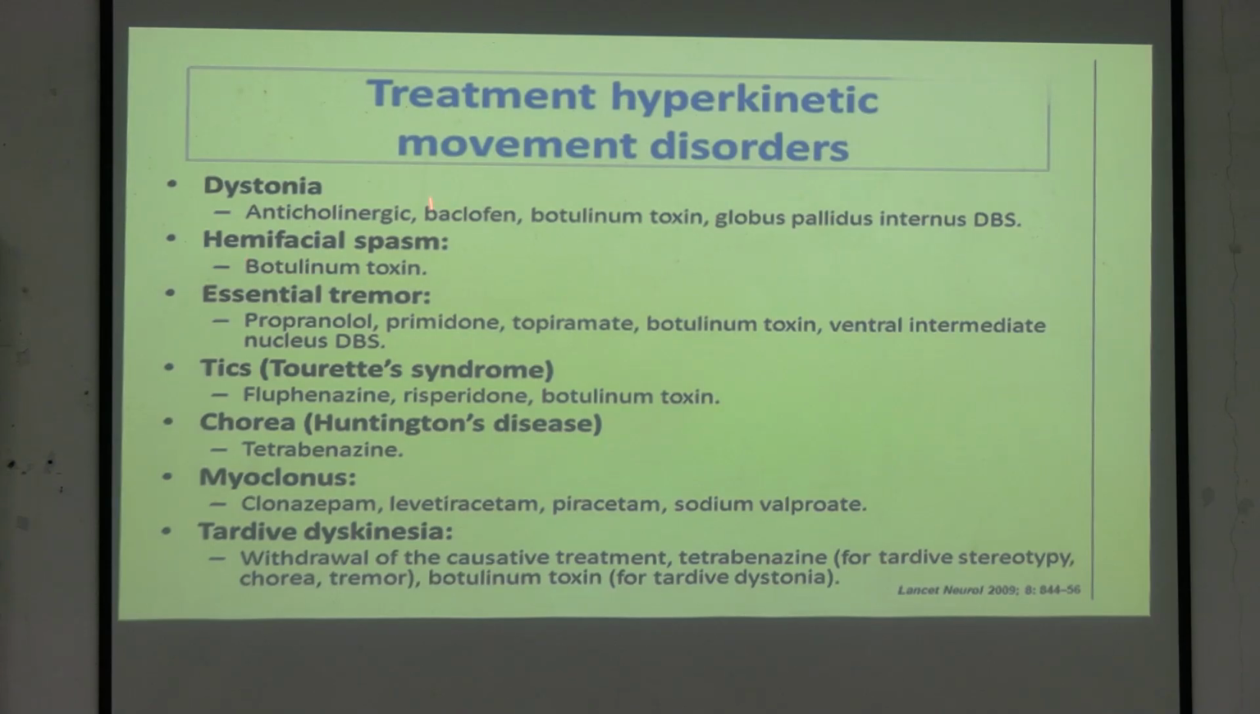Hemifacial spasm is another important cause. We give it botulinum. Sometimes the botulinum toxin is injected in the muscle involved, then it becomes relieved. So botulinum toxin is injected in the muscle.